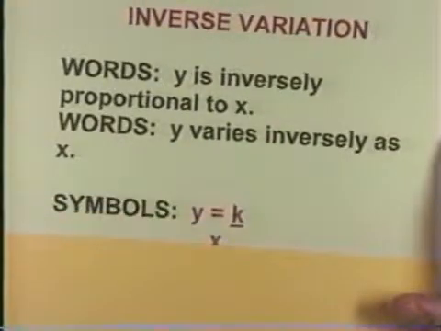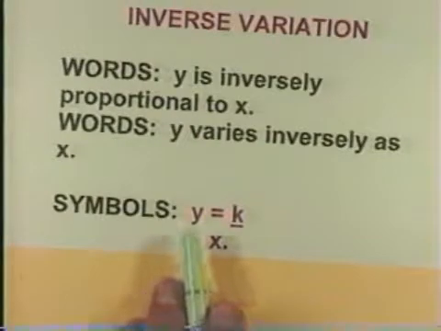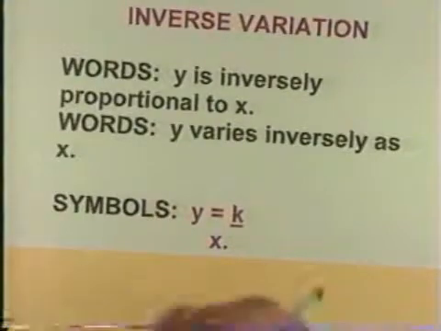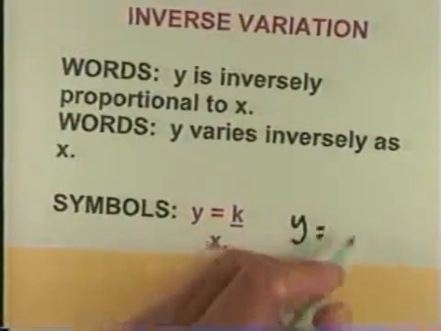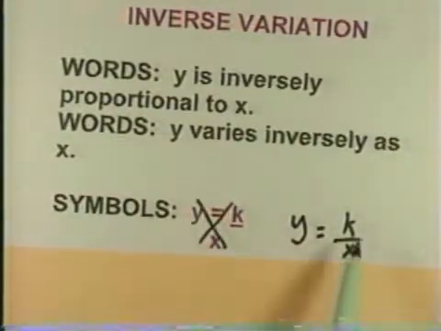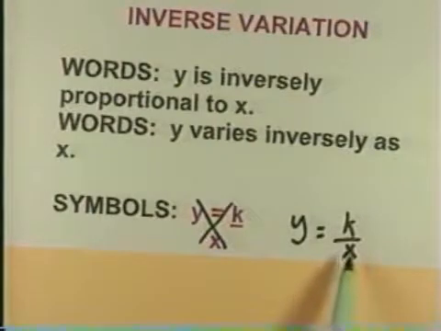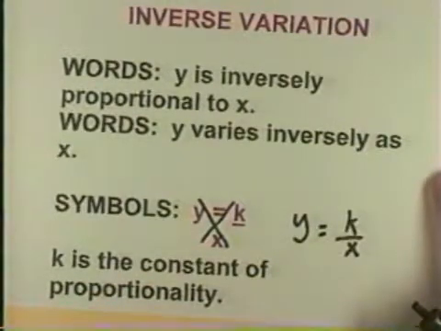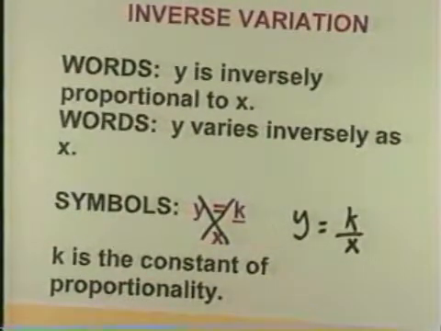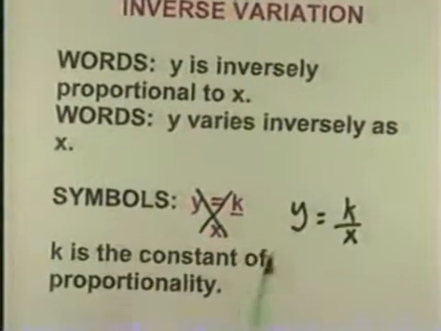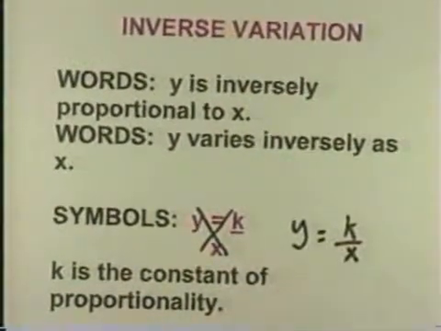Now in symbols, if you have the inverse relationship, it's going to be y is equal to k divided by x. So it would be y is equal to k over x. In other words, you divide by the variable x. K is still your constant of proportionality. So here's the model for inverse variation.